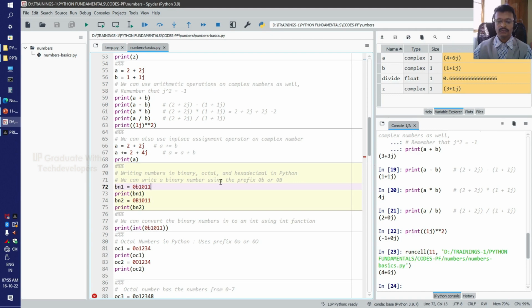For example here, if we want to express or write the binary number 1011, we need to use the prefix 0b. Then only these digits 1011 will be considered as a binary number, otherwise it will be treated as a normal integer value. If we do not use 0b, it will be treated as an integer value.